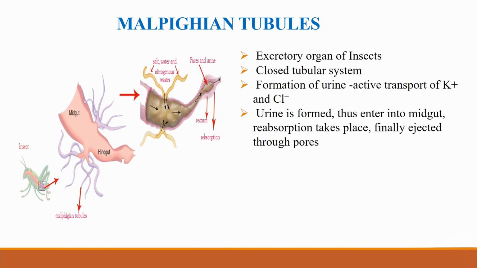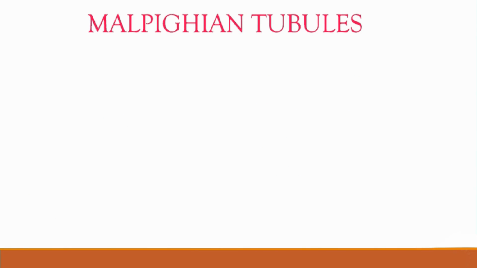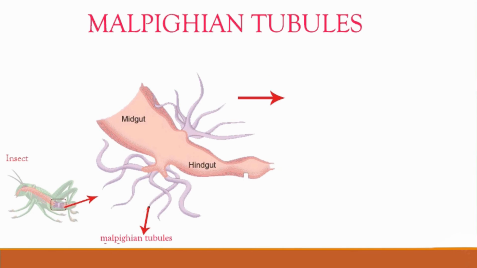The urine thus formed then enter the midgut, where further reabsorption of important molecules like protein and water takes place before it is finally ejected out into the external environment through a pore. The nitrogenous waste excreted by insects are in the form of uric acid, which is very less toxic, hence requires very low amount of water to be eliminated from the body.